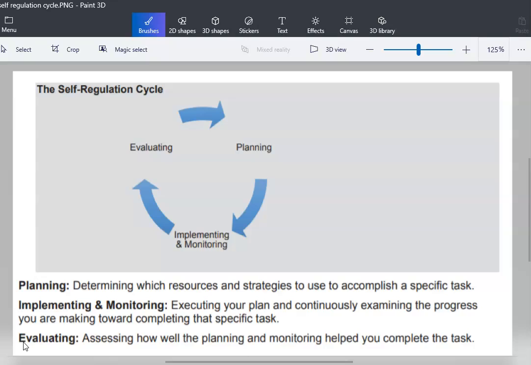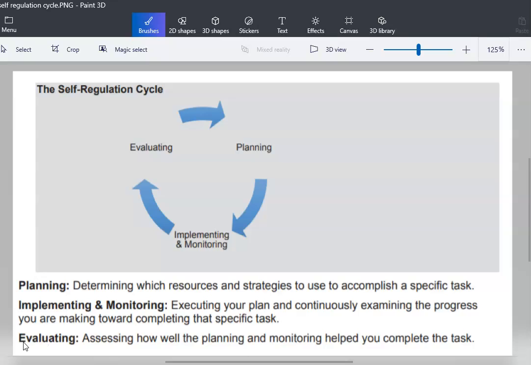Plan. You can plan before doing a problem or assignment. Self-regulated learners will plan. They think about what they already know or what they don't know. They decide what strategies to use to finish the problem, and they plan how much time it's going to take.